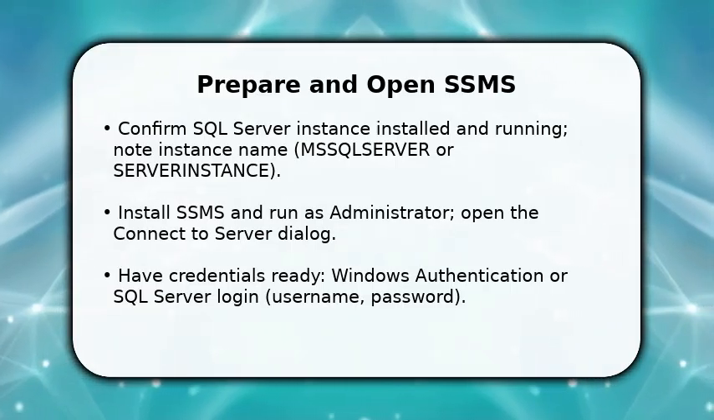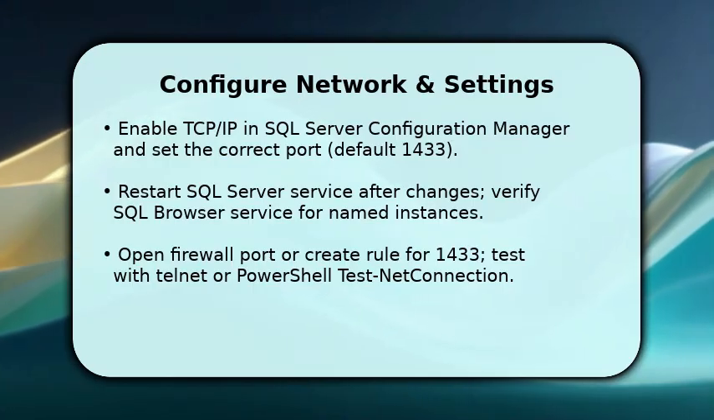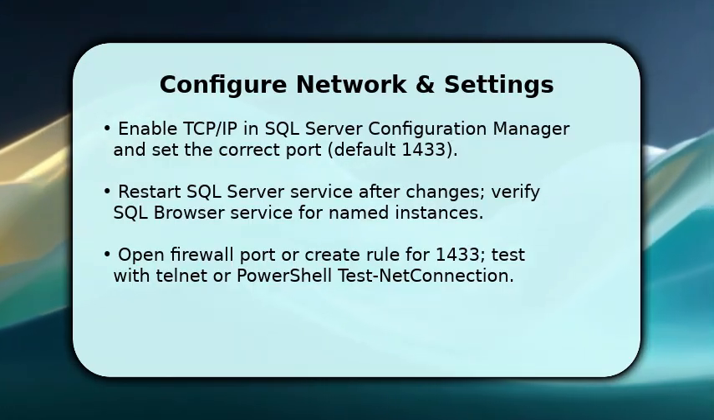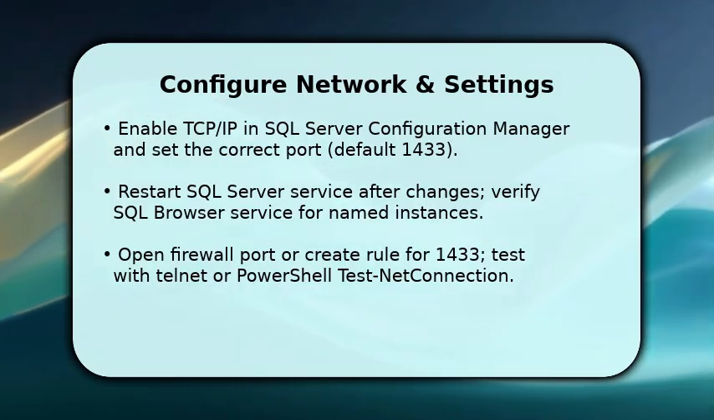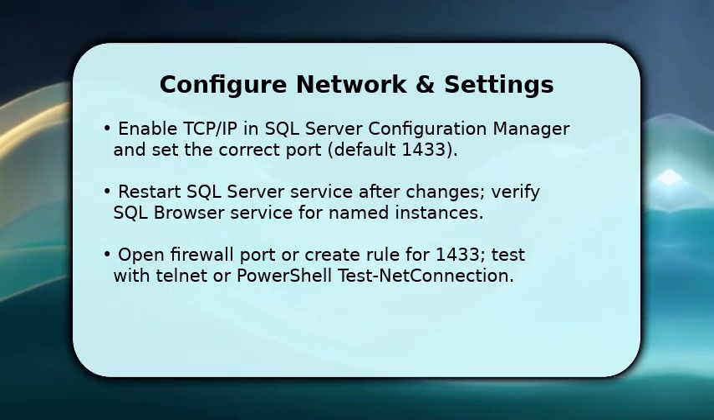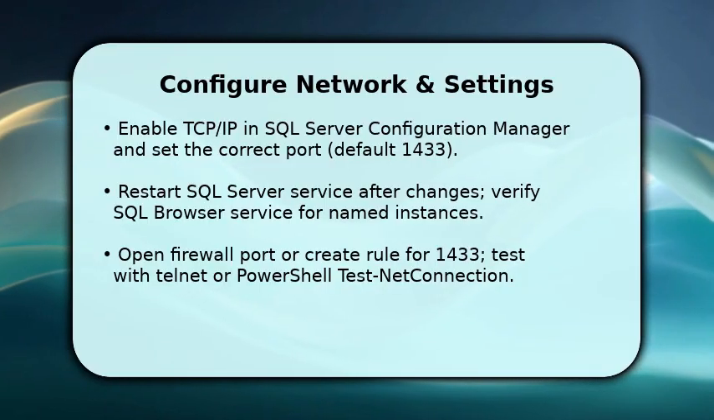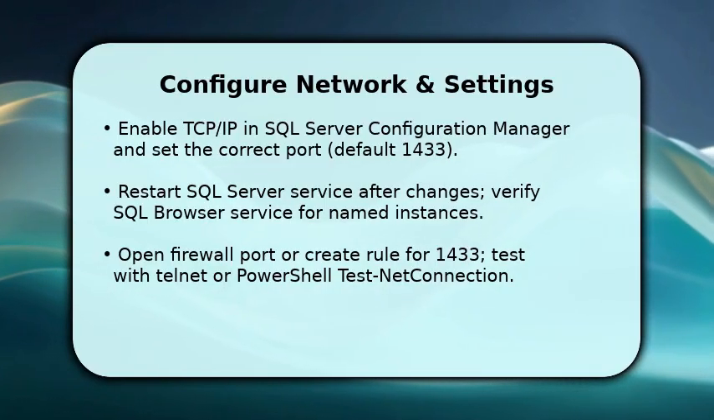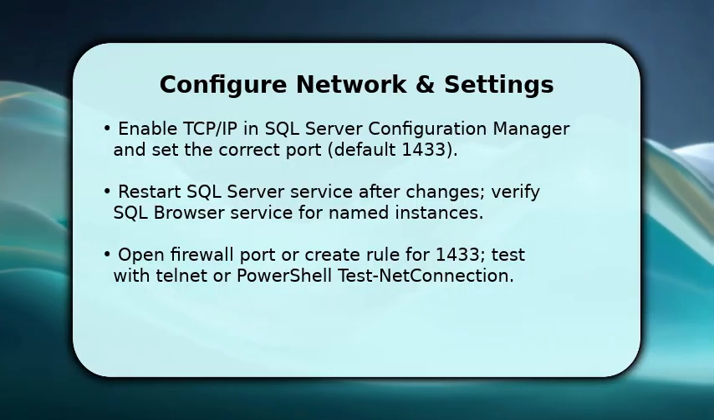Next, you configure the connection path. Open SQL Server Configuration Manager and enable TCP/IP. Set the IP and port if needed, then restart the SQL Server service so changes apply. If you use a named instance, make sure SQL Server Browser is running so clients can discover the instance.